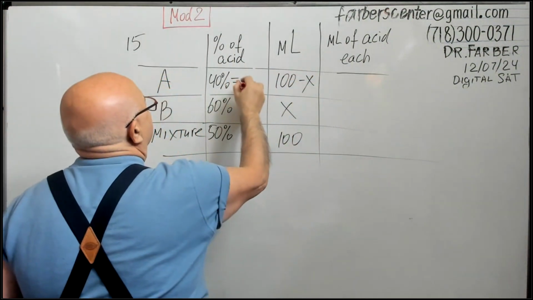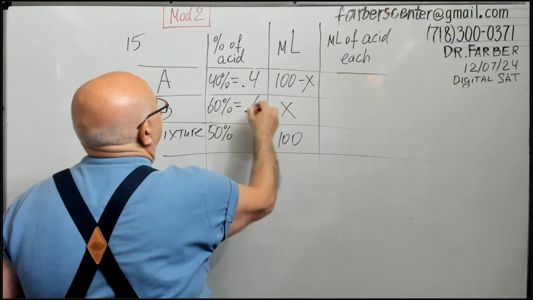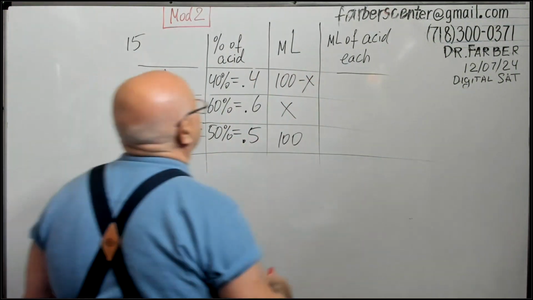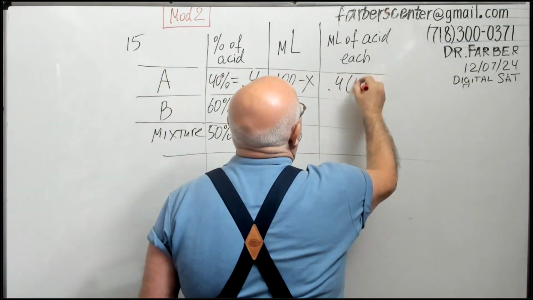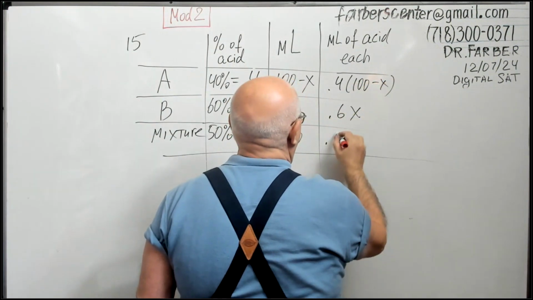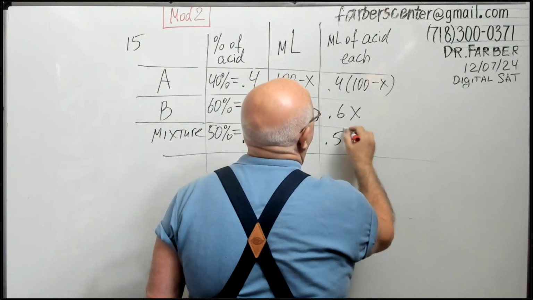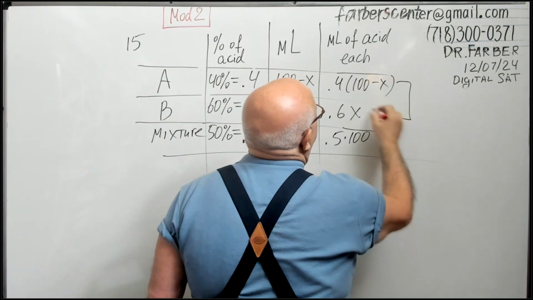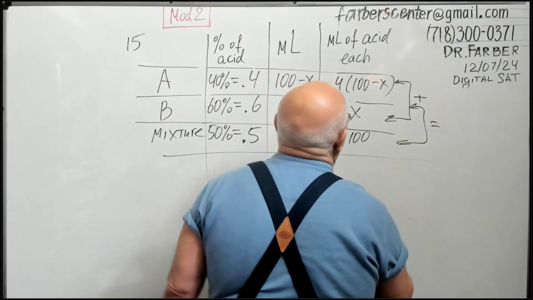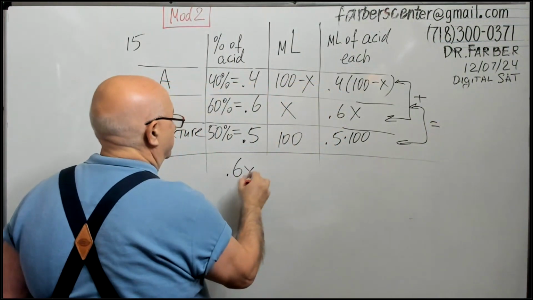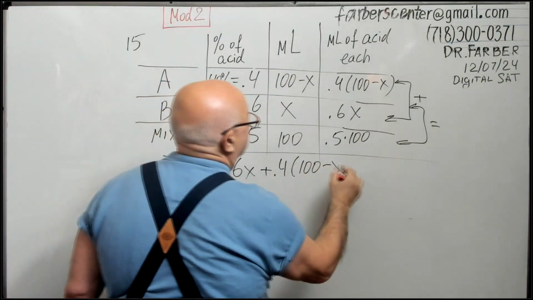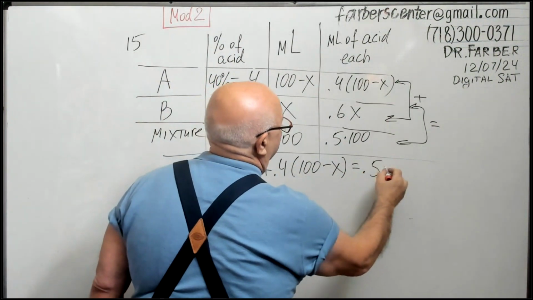And 40% is the same as 0.4, 0.6, and 0.5. And this column is the product of these two, always. 0.4 times 100 minus x, 0.6x, 0.5 times 100. If you add these two ingredients, you're supposed to get this one. So you can write 0.6x plus 0.4 times 100 minus x equals 0.5 times 100.